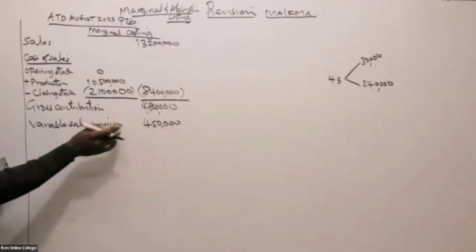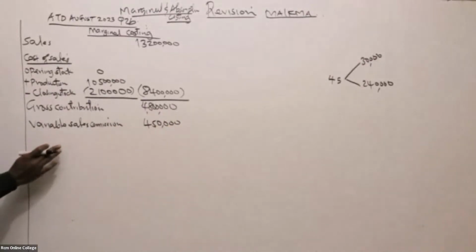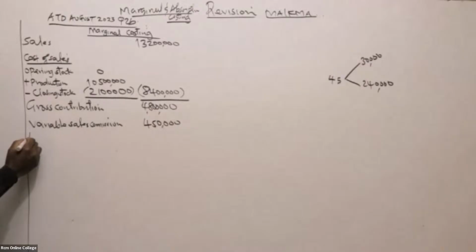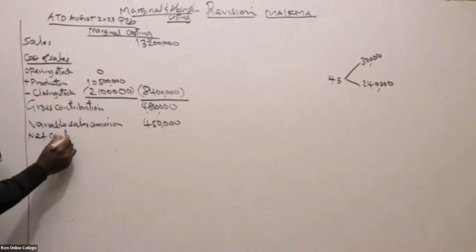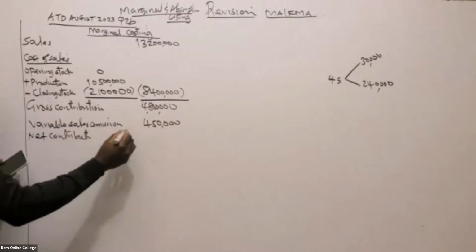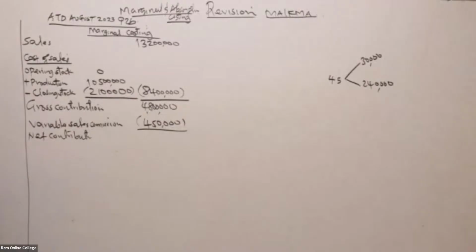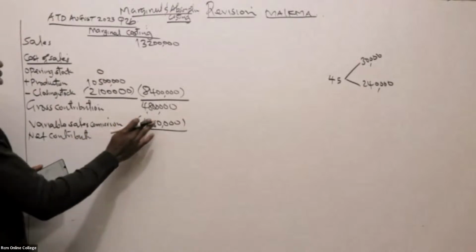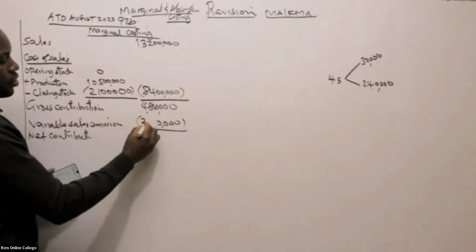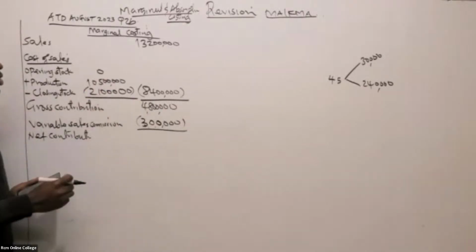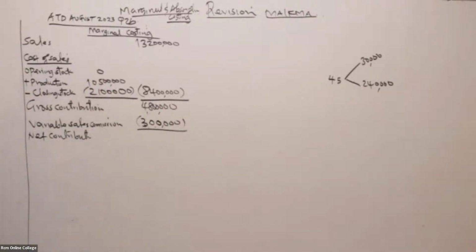Now, when I deduct variable expenses or the variable non-production expenses from my gross contribution, whatever you'll be getting is called the net contribution. So we cannot talk about net contribution if that is the only variable expense. So 4 million minus 450,000 gives us how much? I'm told it is 300,000, not 450. Sorry for that, 300,000. So what are we getting? What is now our net contribution?